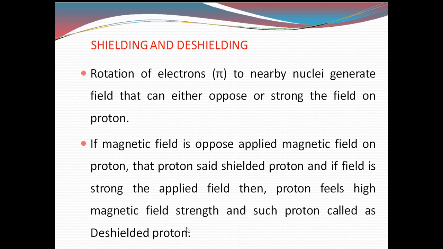In the second case, if the proton is surrounded by electron withdrawing groups, that means they take the electrons from the proton itself. So the proton will not be surrounded by any electrons. That means it is deshielded, without any protection.